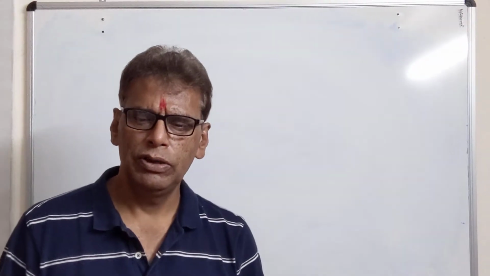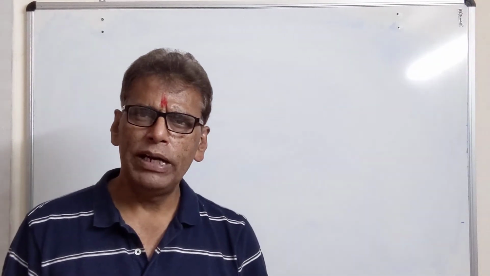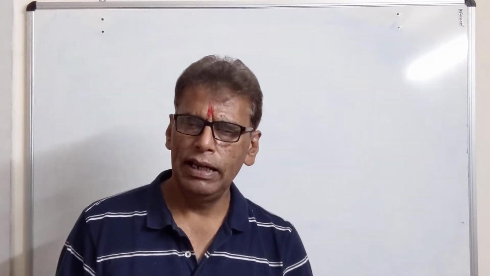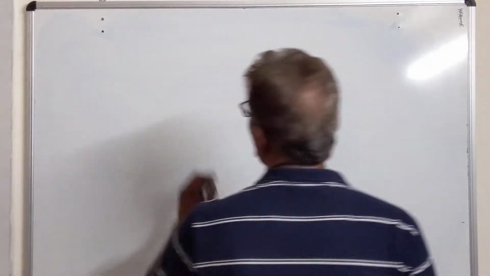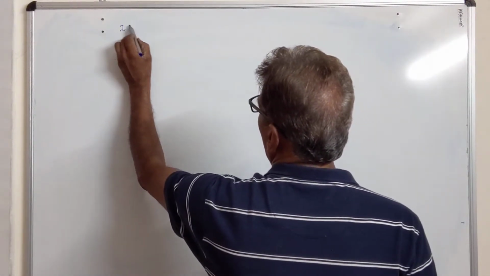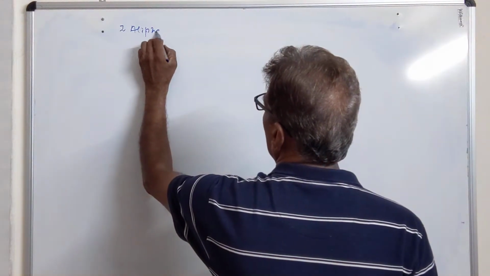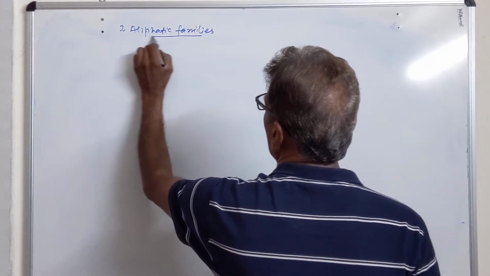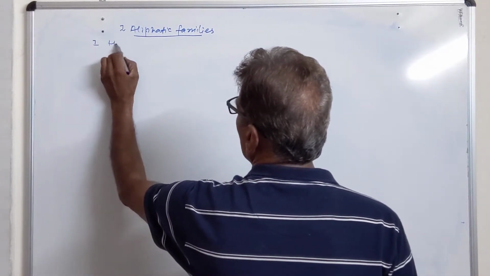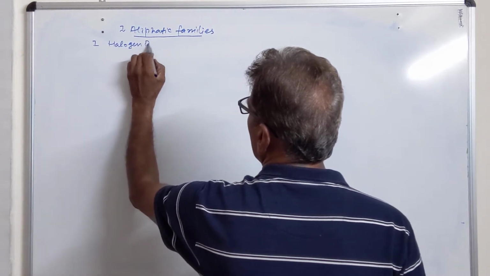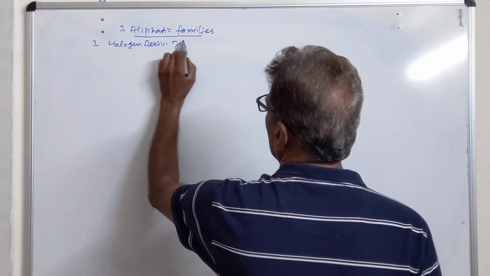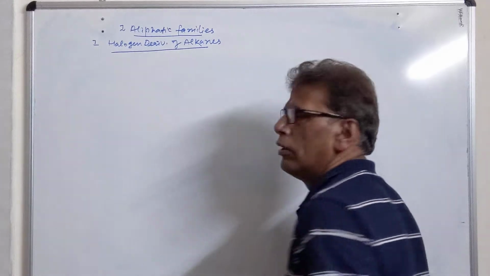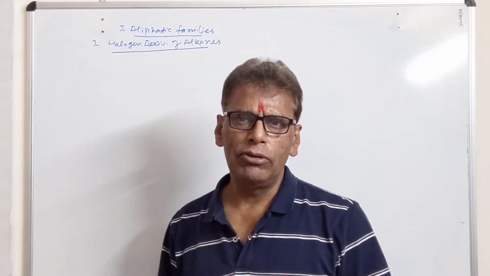Now we discuss a few aliphatic and aromatic families which will be discussed in the 11th and 12th syllabus. So we are now taking, first of all, aliphatic families. First family is halogen derivatives of alkane. We have three types of halogen derivatives.